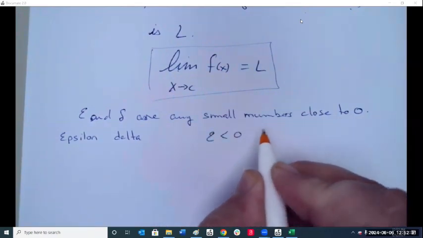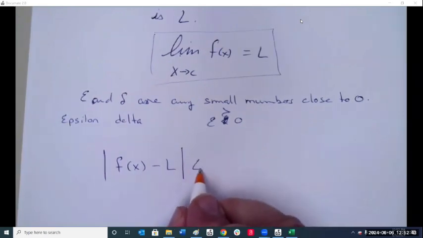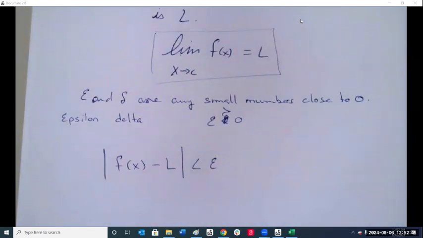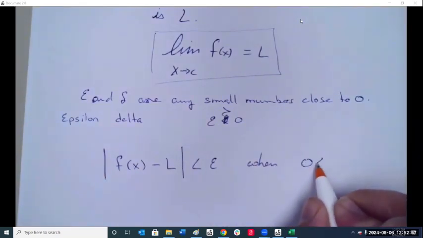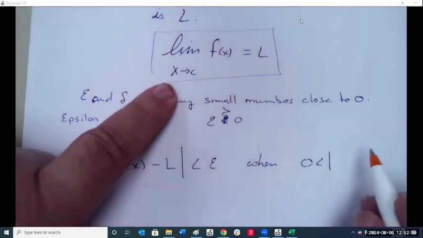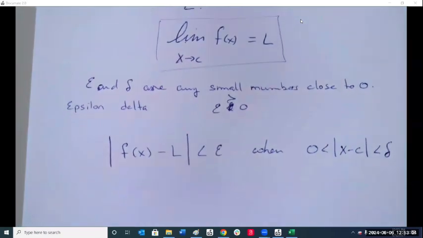Epsilon greater than 0. They have to be positive. So because they're positive, the difference between the function f of x and L has to be less than some epsilon, when our x values, x minus c, is less than some delta.